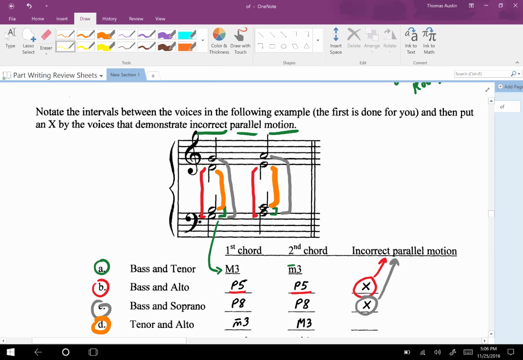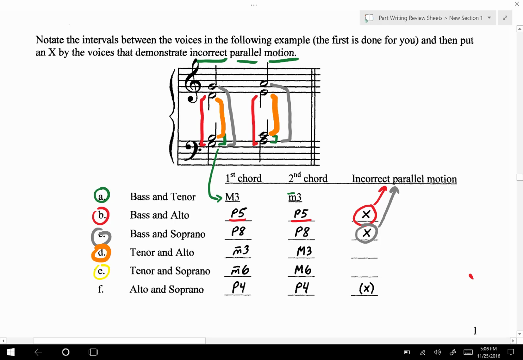Next, let's take a look at E, tenor and soprano. Tenor, B, soprano, G. That's a minor sixth. Tenor to soprano, C to A, that's a major sixth. Sixths are fine.